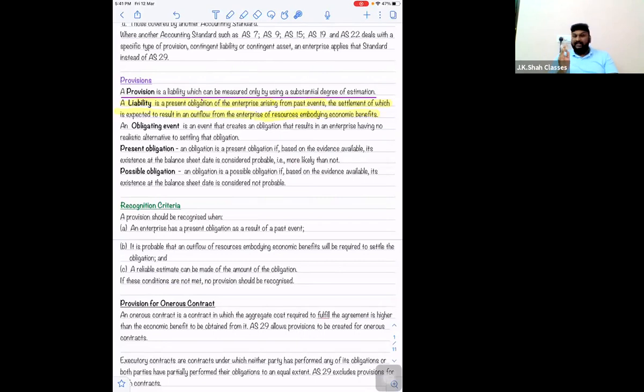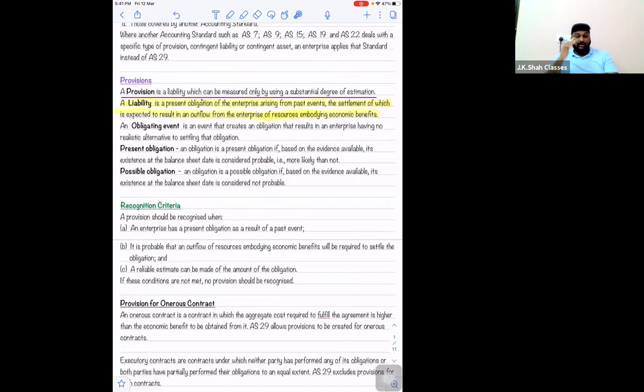Right? But if the contingency is in such a stage that it is probable that it will require an outflow of resources embodying economic benefits to settle. Now, resources embodying economic benefits is nothing but cash or something in kind. That is the technical word. In simple words, it is either cash or something in kind. As simple as that.